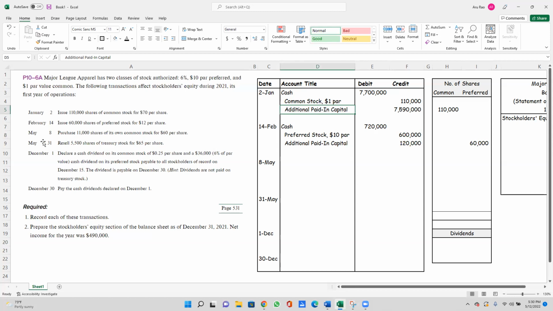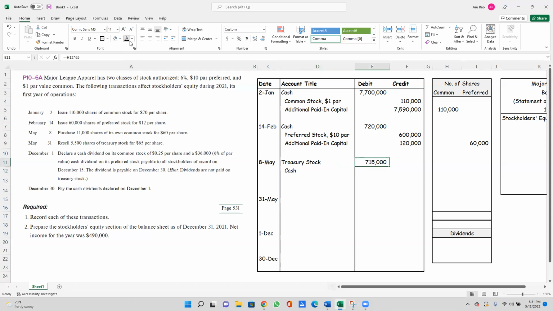Now, on May 8th, the company decided to buy back their own shares. Anytime a company buys back their own shares, they put it in their treasury. Treasury is like, you have a safe deposit box, you're putting it in your treasury. Therefore, we call it treasury shares, or treasury stock, while we hold it. So we paid cash to buy it. We bought the stock back from the stockholders we had issued it to, and we paid $60 a share.